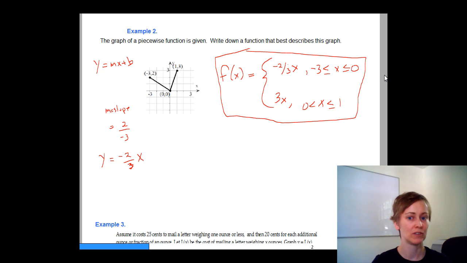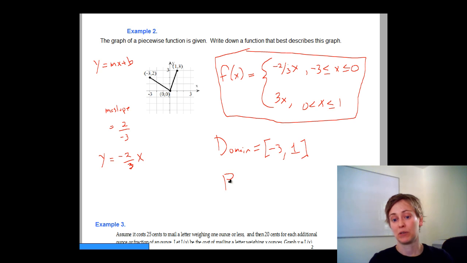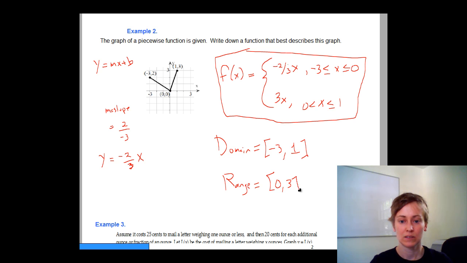We wrote down the function that best describes this graph. Now, it wasn't asked, but if we were asked to write down the domain, you would need to say this, that the domain is going from x equals -3 up to x equals 1. If we were asked about the range, I'd want to hear you say this, that's the y values, and I'd want you to write that it's going from y equals 0 up to 3. Okay, those weren't asked, but I'm just throwing it in there just for practice.